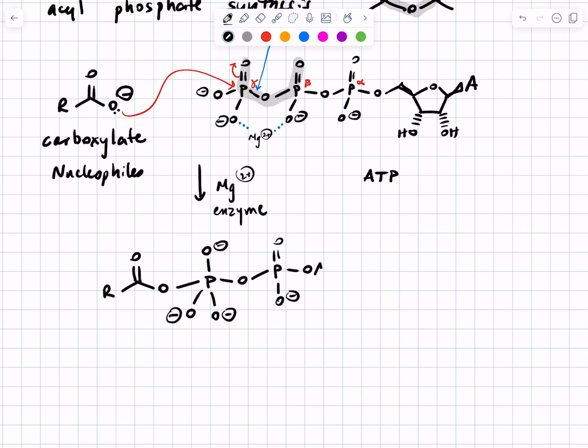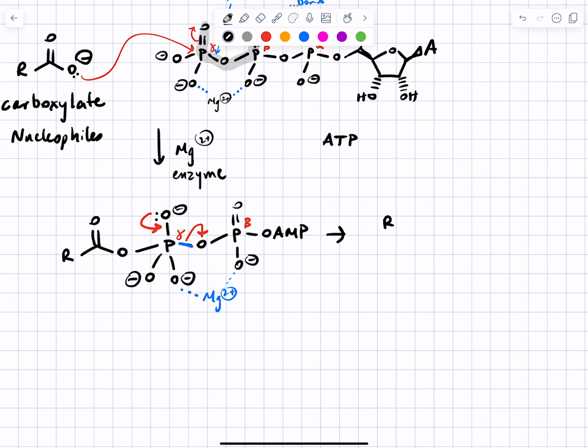And then here I'm just going to put AMP for adenosine monophosphate. I'm not drawing the gamma phosphate or the ribose ring or the adenine base. And again, remember that magnesium is going to help us out with this large amount of negative charge. Electrons on the phosphorus are going to kick down and kick off. They're going to break this phosphoanhydride bond. They're going to kick off ADP as a leaving group and make the acyl phosphate.